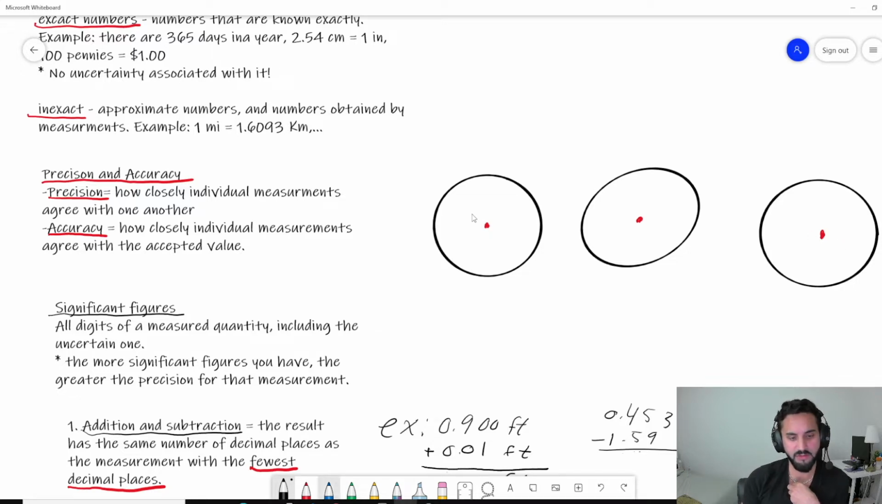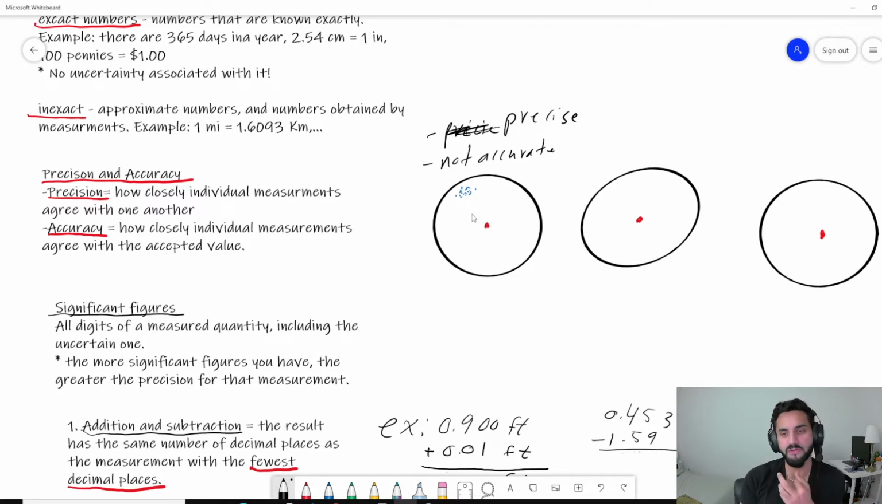If I am at a range and I'm shooting, and let's say I shoot all my shots right here, I'm nowhere near the target. We call this precise, but it's not accurate. Let me just write that again. It's precise, but not accurate.